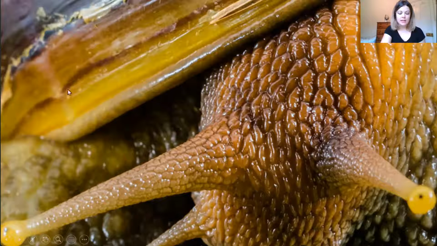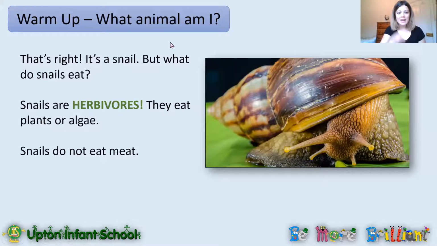What does this look like? Looks like a shell. What animal is this? That's right, it's a snail. Well done if you got that right. But what do snails eat? So snails are herbivores. They eat plants or algae. Okay, so snails do not eat meat.